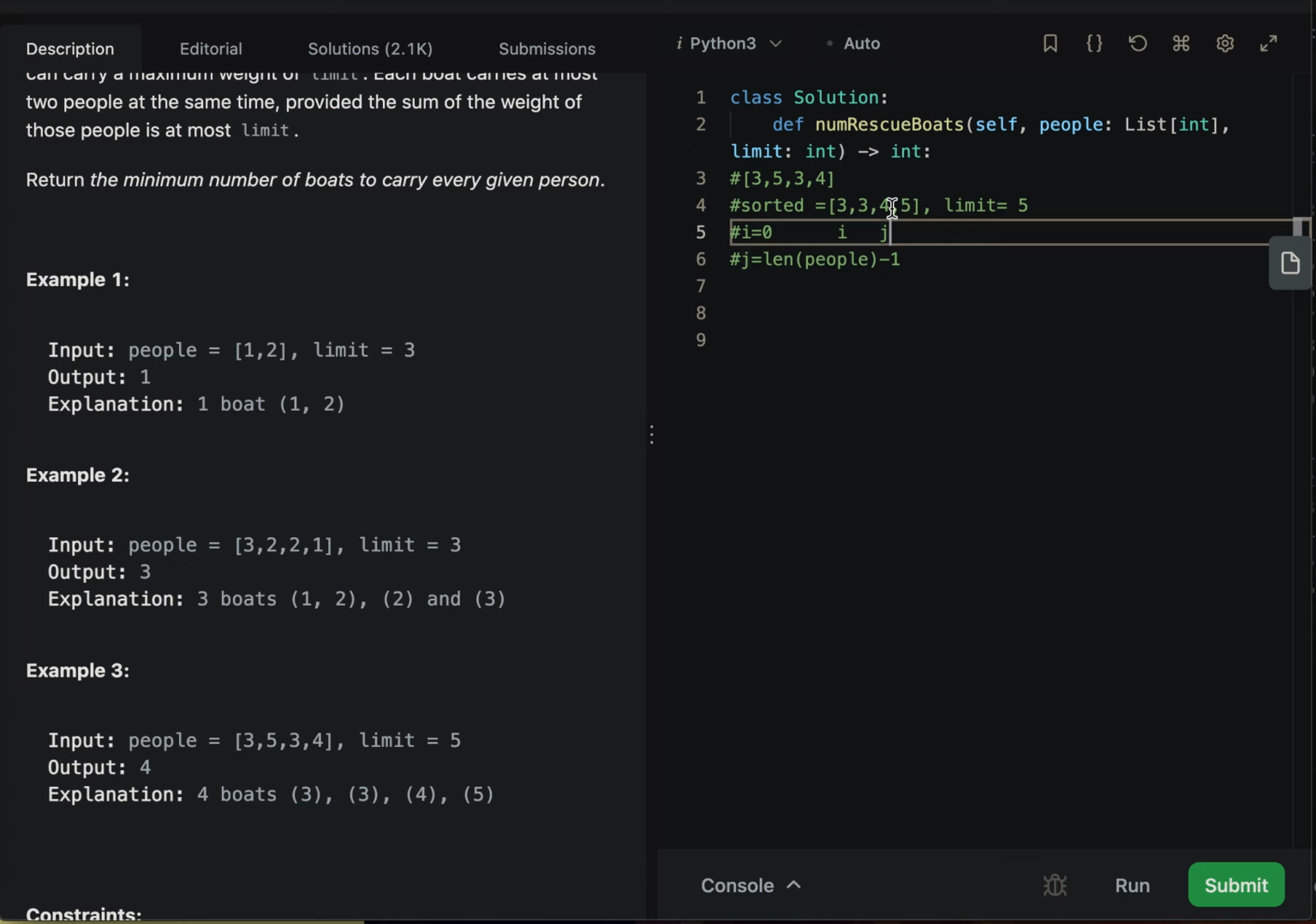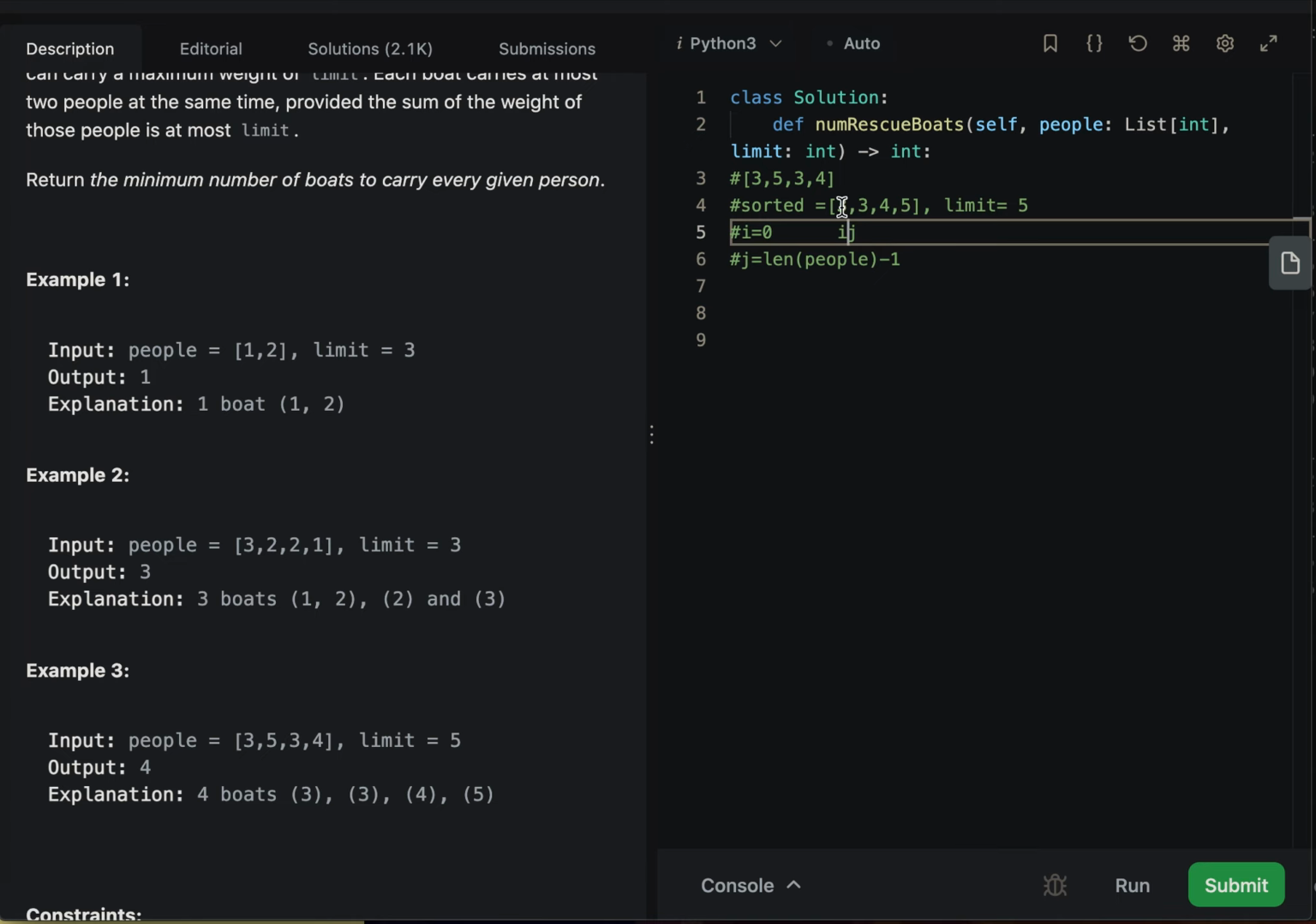So we're just going to send one person with weight 4, which goes, and then increment answer, and then we are at 3, right? We decrement j. So we decrement j, and here now, again, 3 plus 3 is not less than 5, so we again decrement j, and now i and j would be at the same place, right?